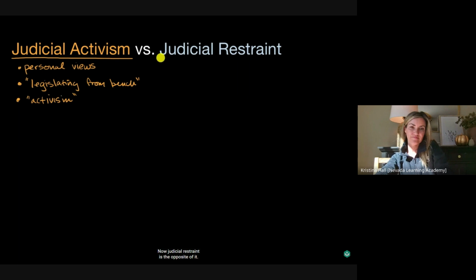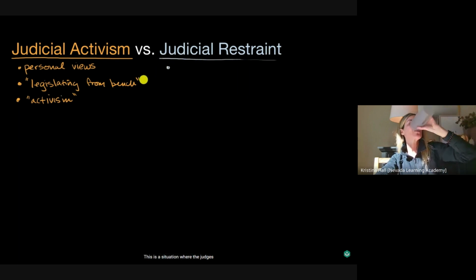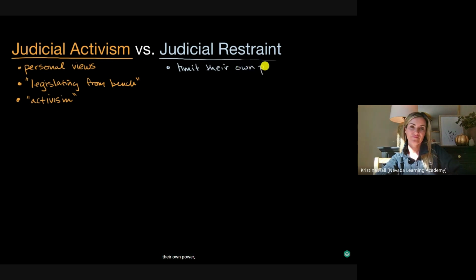Now, judicial restraint is the opposite. This is a situation where the judges or the courts limit their own power. They say, hey, look, our job is to just be the umpire, the referee. Our job is not to make new rules. So we are just going to strictly think about whether something is constitutional or whether it is not.